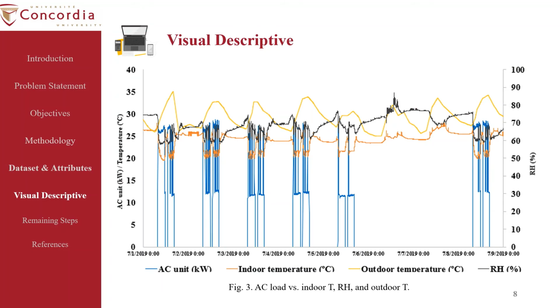In this figure, the variation in AC unit load versus indoor and outdoor condition is shown in a week. When the AC unit, the blue lines, start working, indoor temperature and relative humidity reduce, and conversely, when the AC is turned off, indoor temperature and relative humidity increase. This trend confirms the validity of our dataset.